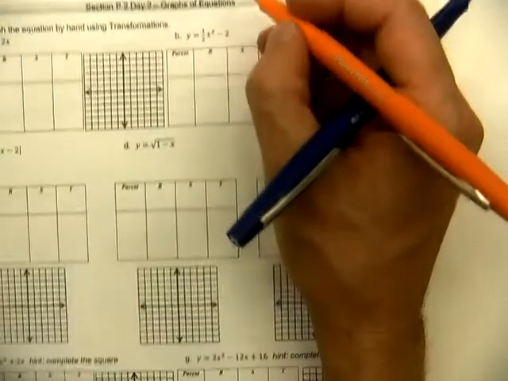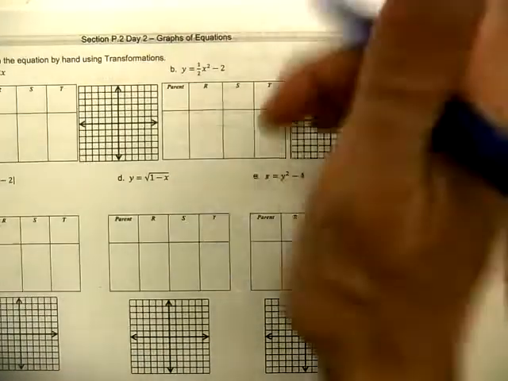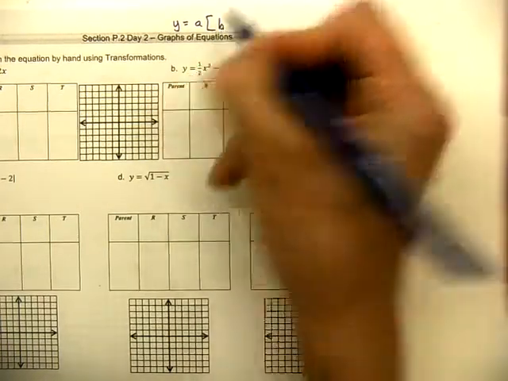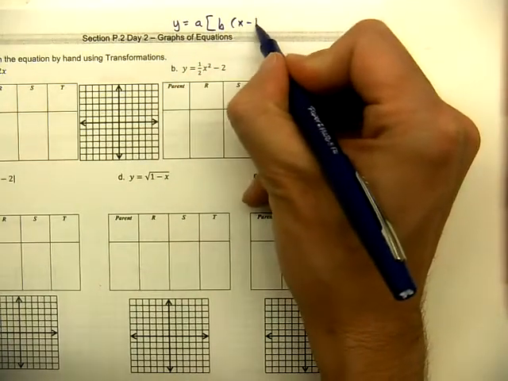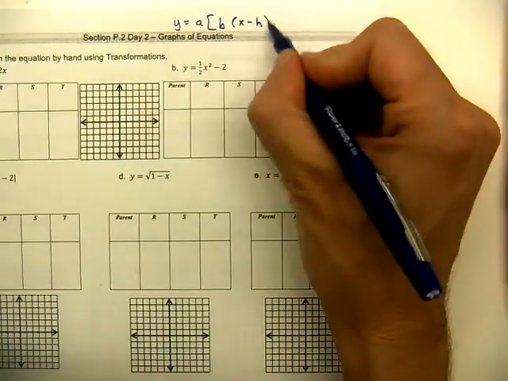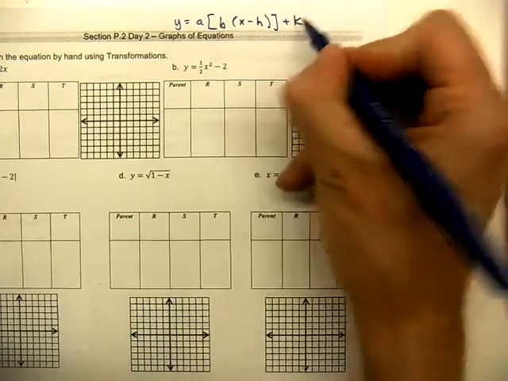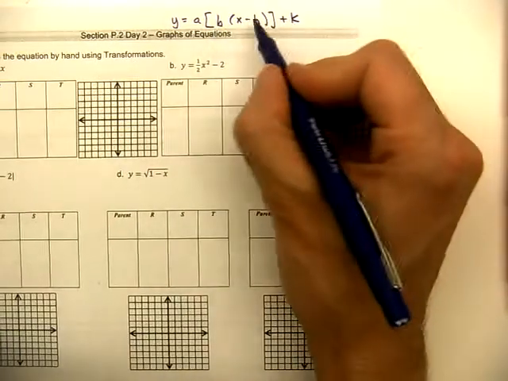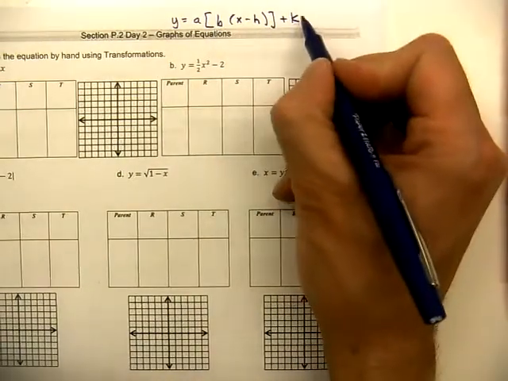So we're trying to identify if we have an A, a B, an H, or a K. So here is the template that we're looking at to identify where each of these values can be found, including that H or that K. So A is always outside the grouping symbols, B would be inside. H is inside the grouping symbols, and K is outside.